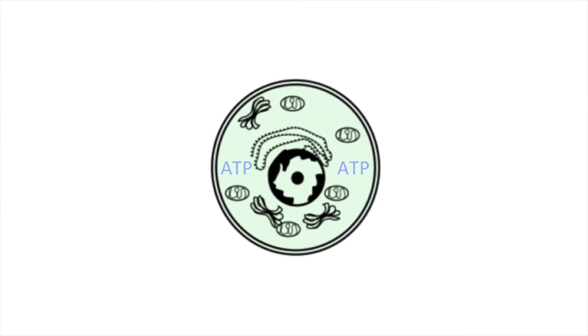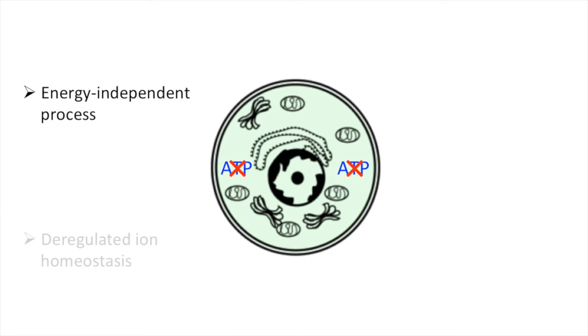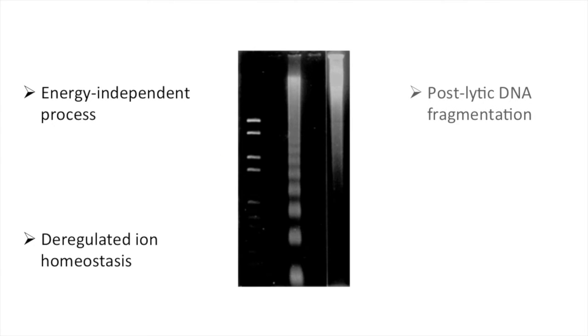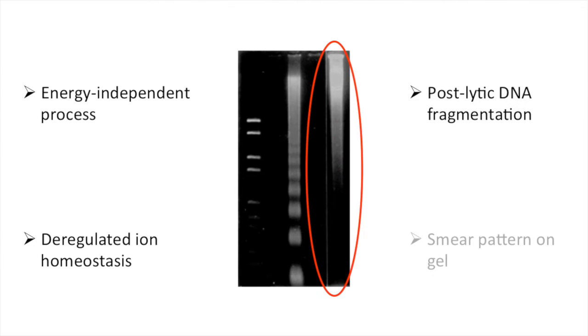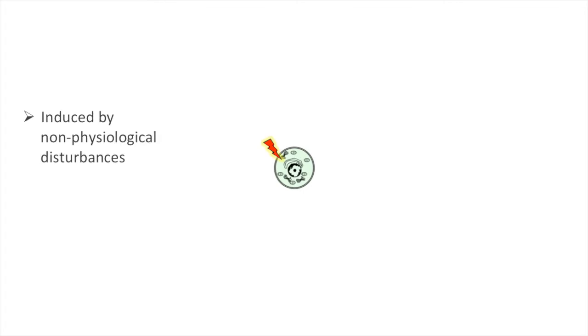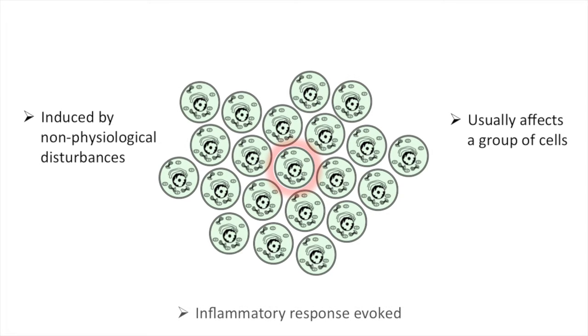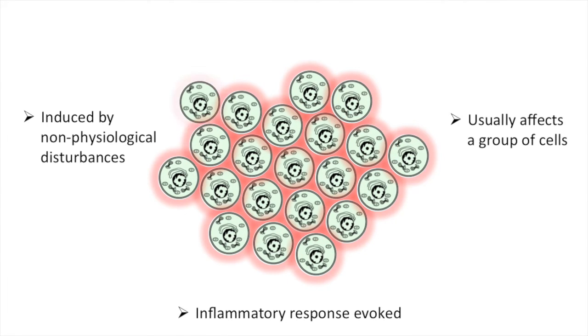This process is energy independent, whereby iron homeostasis becomes deregulated and undergoes post-lytic DNA fragmentation. When visualized on a gel, the DNA pattern appears as a smear. It is induced by non-physiological disturbances and usually affects groups of cells. An inflammatory response is also evoked due to the release of cellular contents and pro-inflammatory cytokines.